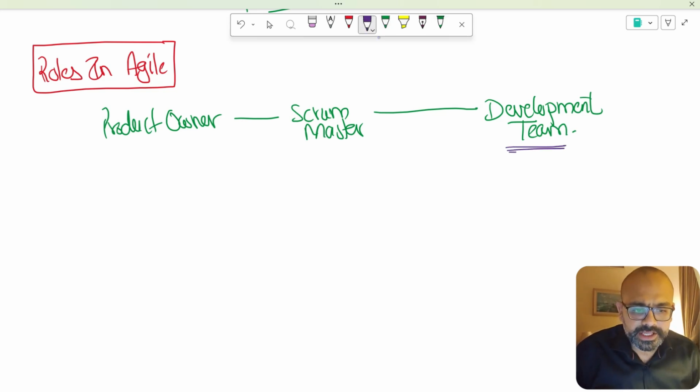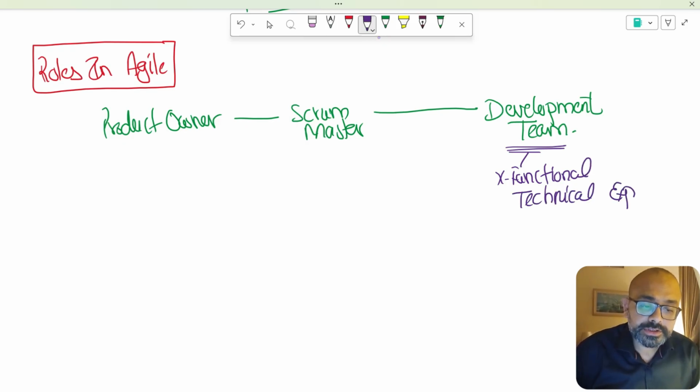The development team is a technical team. This is a cross-functional group of technical experts. These are the people who will do the work. They are a self-organized team. What's a self-organized team? A team that is organizing the work themselves. Self-directed team. They direct the work themselves. They are technical experts, the development team.